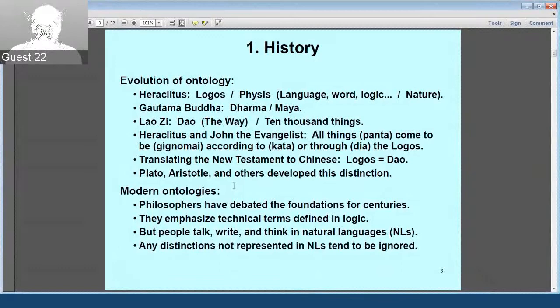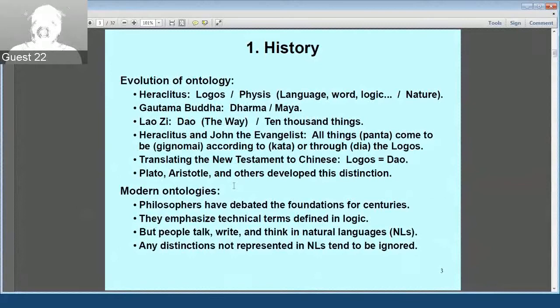And the interesting thing is that it's considered to be similar to the distinction by Gautama Buddha between Dharma and Maya, and by Lao Tzu in China, in Tao, or the way. And significantly, Heraclitus, Gautama Buddha, and Lao Tzu all lived around the same time, around 500 BC, and they were all talking about or writing about these same things. The Silk Road that goes from Greece to China passes through India, and all of these concepts and ideas were probably being shared by the travelers who went along the way. So this is probably not an accidental distinction.